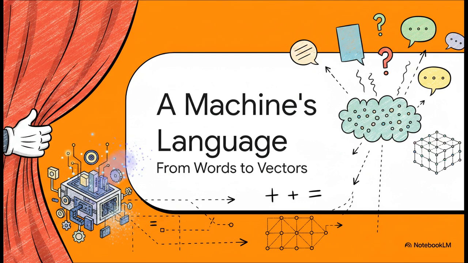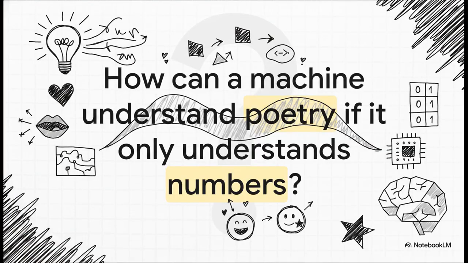We're going to explore how a machine, a thing that's all about logic and code, can somehow grasp the subtle, nuanced, and honestly pretty messy world of human language. And this really is the core question, isn't it? We communicate with words, with feelings, with ideas. A computer, it just gets ones and zeros. So how in the world do you bridge that gap? How can a machine possibly understand the difference between, say, love and like?